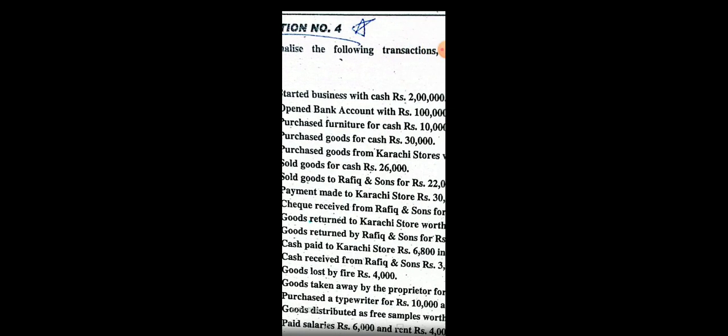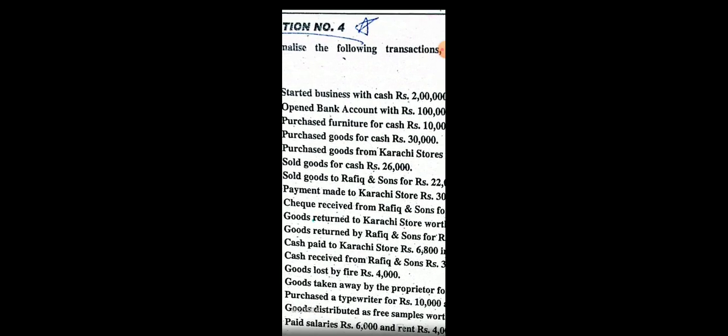On January 1, let's see what happened. Started business with cash. This is the only entry. Proprietor had given cash and invested in the business, started business with cash. Here I would like to make you understand that we are working for the business. We are not working for the businessman. Kindly clarify your mind. We are not working for the businessman. We are working for the business.